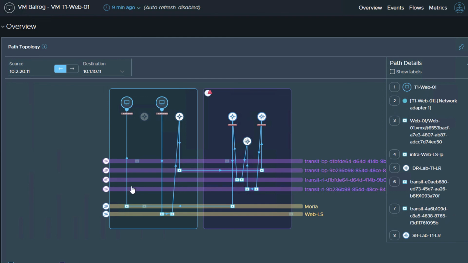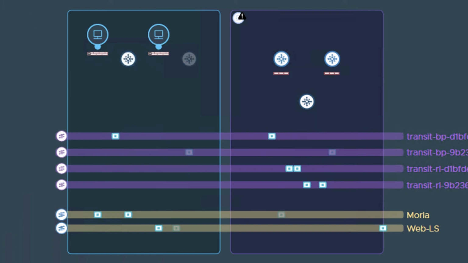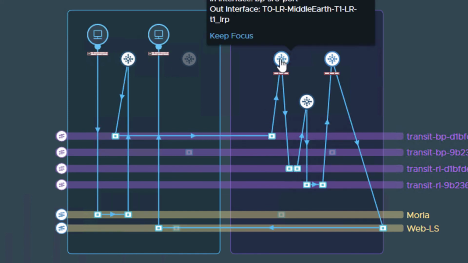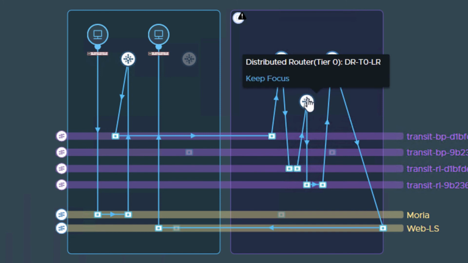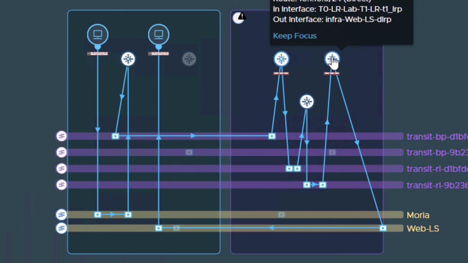So in vRealize Network Insight, we have a path from Balrog to Web 1. If we watch the path, it will travel to the DR component of the Tier 1, and then it will hit the SR. The next step, this backplane transit network, takes it to the SR, which will then go to the Tier 0 gateway and forward it to the Tier 1 SR for lab.